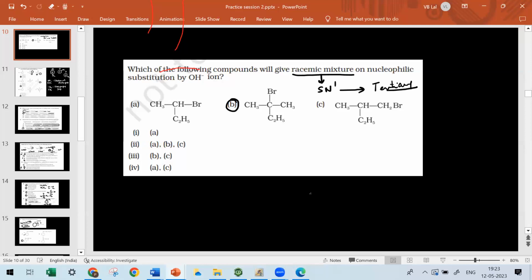Then along with B, there has to be one, because only option B is not here. So look at another one. Is it A, along with B, ma'am? A is secondary, so A can also undergo it. This is primary, so this will not undergo, but there is steric hindrance here. Just one minute, I'll check the answer. Just think, all of you.